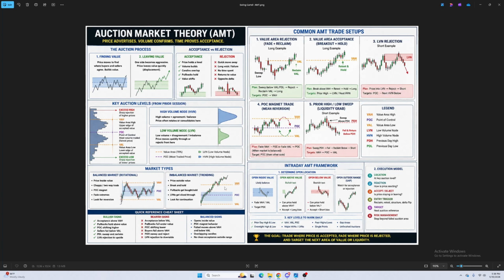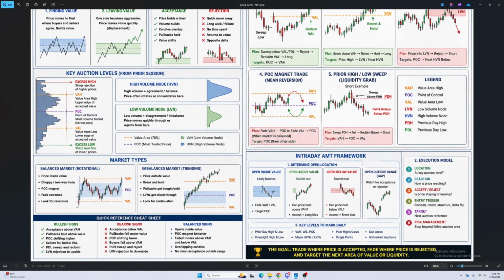Every pullback holds. Low volume nodes are often seen as being pushed through, right? Imbalanced, meaning you have huge candles shoot through the low volume nodes. So whenever price comes back into these low volume nodes and they start holding, that's a trending market. So you just trade continuations. You guys can read this at the bottom.